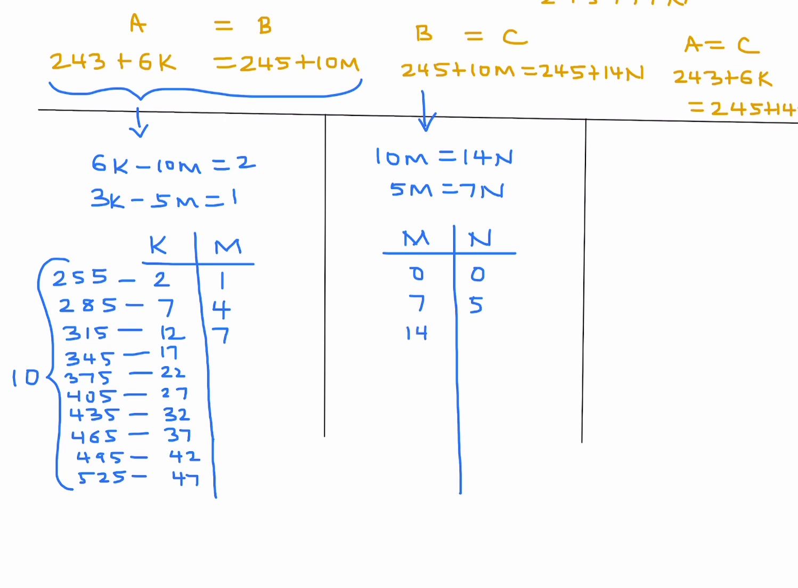So 14 and 10, 21 and 15, 28 and 20. And then after that, I think it'll be above the 540. Let's just write out our times. This one is just 245. When m is 7, and we put in there, it's going to be 70 plus 245, which is 315.